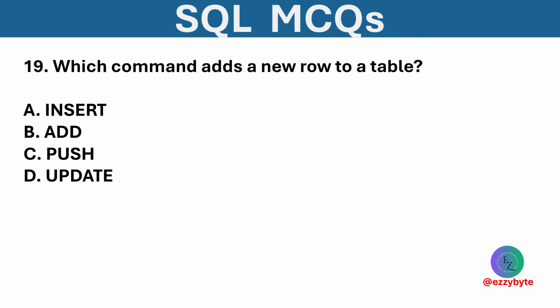Which command adds a new row to a table? Options are insert, add, push, and update. Option A is correct. Insert is used to add new records.